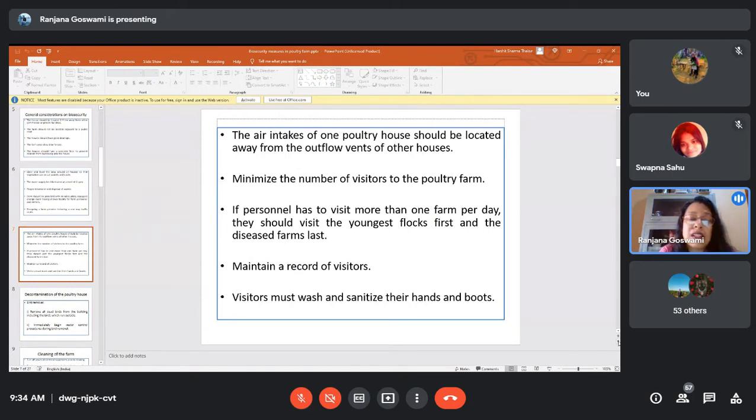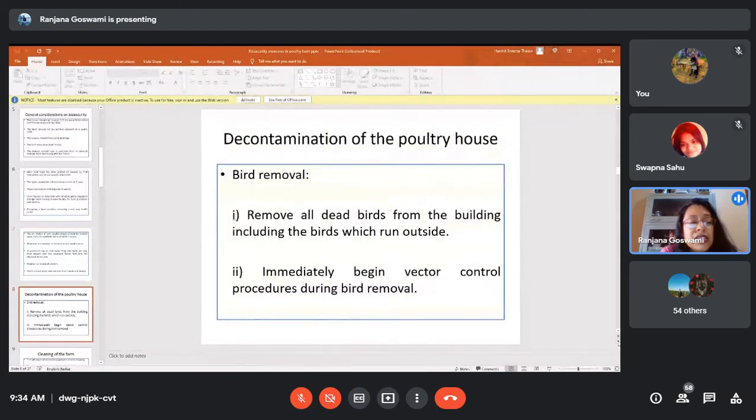Or else, if you have only one worker to take care of them, then they can do it first also. Maintain a record of visitors. Always keep a record of the visitors, and visitors must wash and sanitize their hands and boots. So these are a few of the points. You can add many more points, but these are very common ones that you should remember.